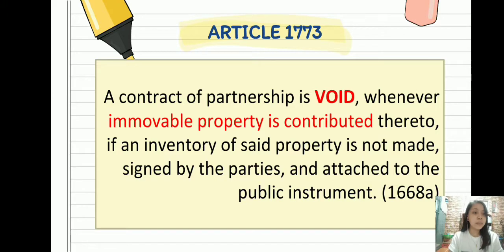Article 1773 complements Article 1771. Kinumpleto na ito yung gustong sabihin ng Article 1771 kung saan sinabi lang na kailangan gawing public instrument. Pero dito, sinabi na kung ano yung consequence if hindi mo sinunod yung requirement na gawing public instrument. Automatically, kapag hindi mo nagawang public instrument ang mga immovable property or real rights mo, automatically the contract of the partnership will be void.